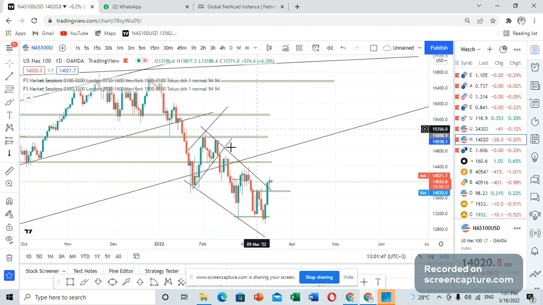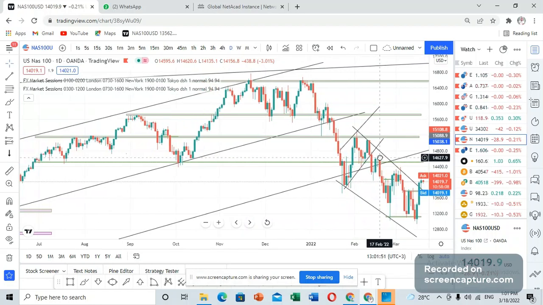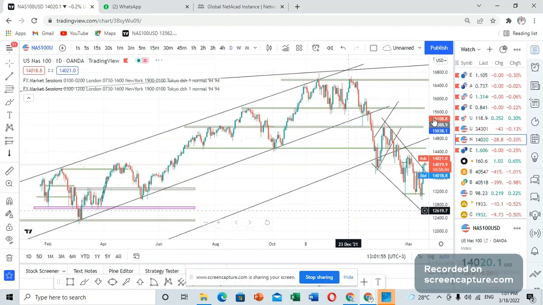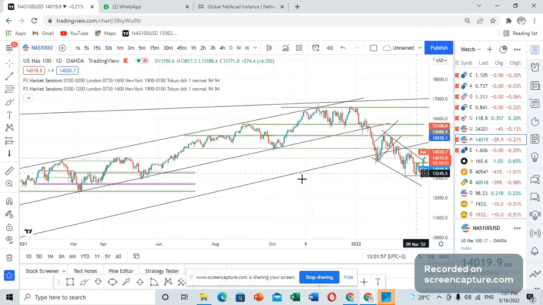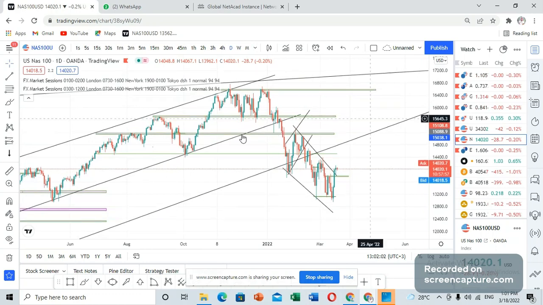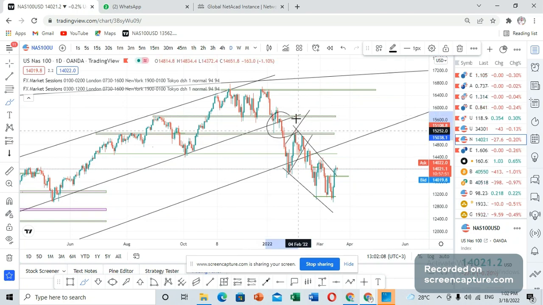Looking at the NAS 100, we discussed this on Wednesday, so it is in our previous upload on YouTube. This is an upward trend. If I may zoom out, you can see this is an upward trend where we had a breakout. We had a breakout in these areas that you are seeing here. This was where the breakout took place, this first breakout.